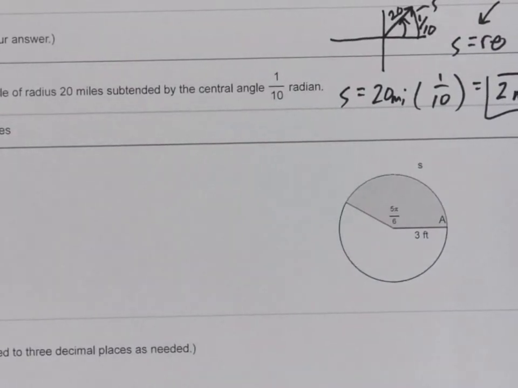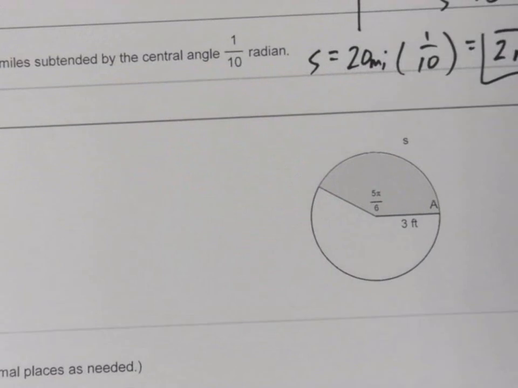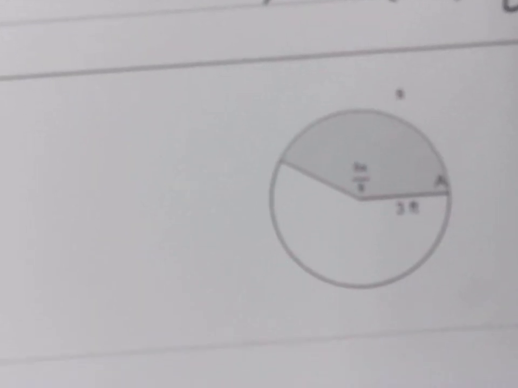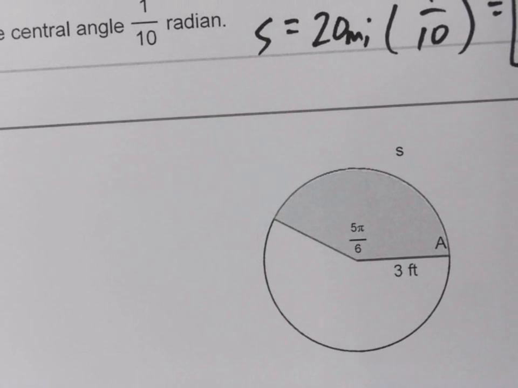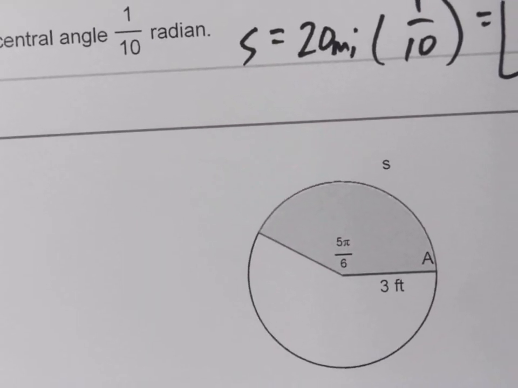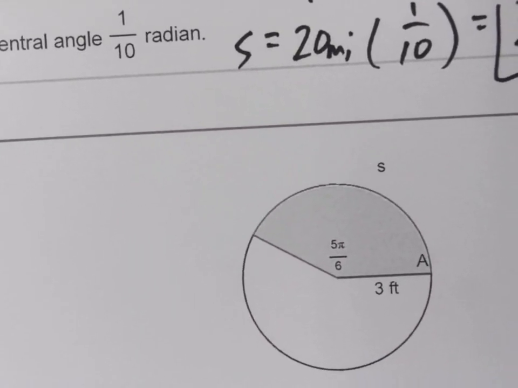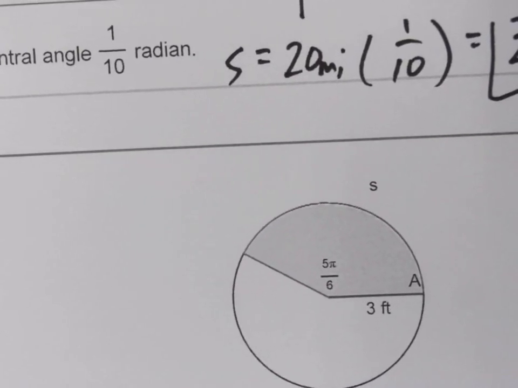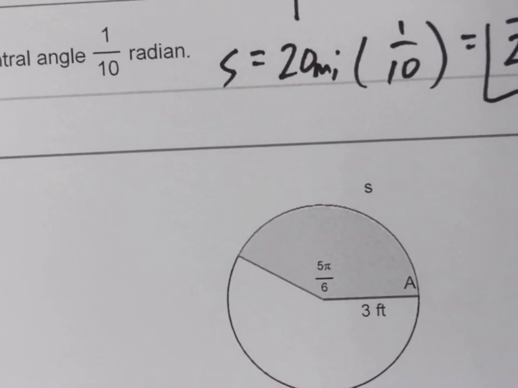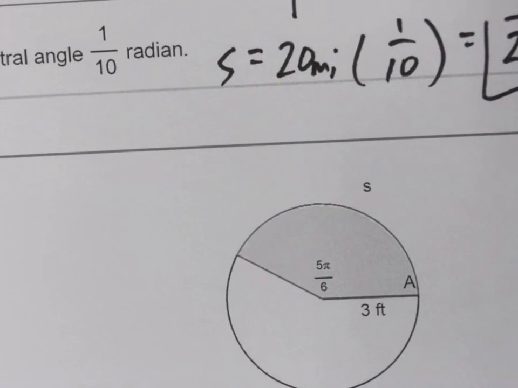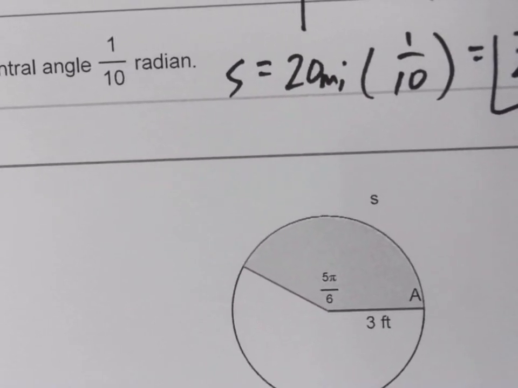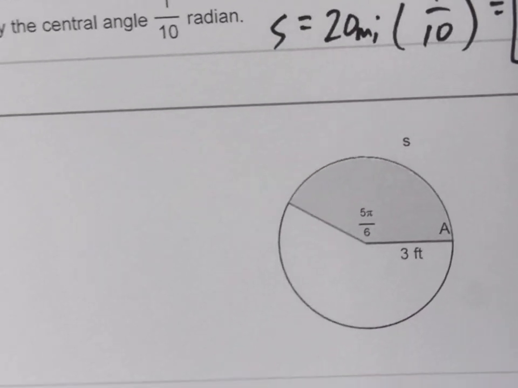Even there, it's hard to see. Let me raise it up, and I'm going to write it a lot bigger. Very small. So it looks like the angle is 5 pi over 6 in radians, and the radius is 3 feet. So you can see the area shaded in, and you can see the distance, the arc length is S. So they want to know both S, the arc length, and A, the area.